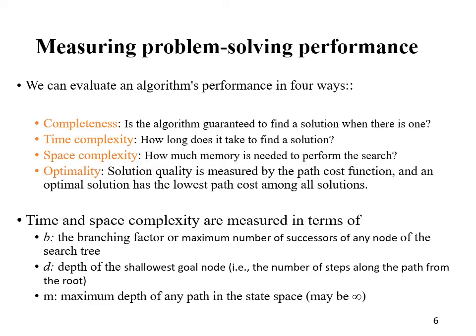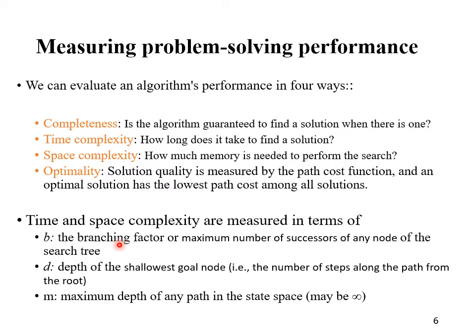So the first point is completeness. Is the algorithm guaranteed to find a solution when there is one? If an algorithm has a solution, then definitely we will get it. This is called completeness of that particular algorithm. Second one is the time complexity. It means how long it takes to find a solution. Third one is space complexity. How much memory is needed to perform the search.